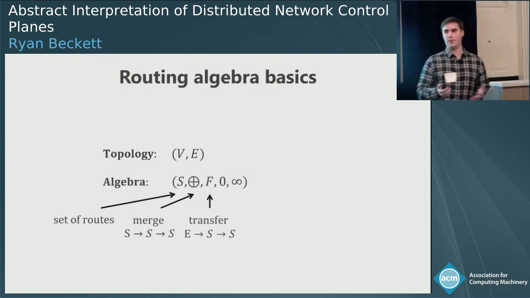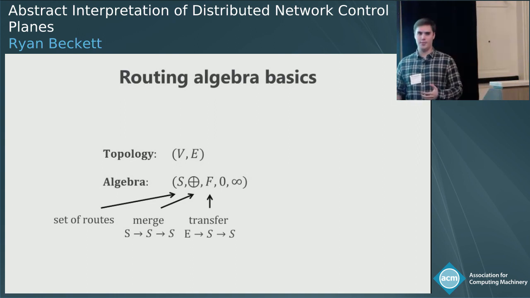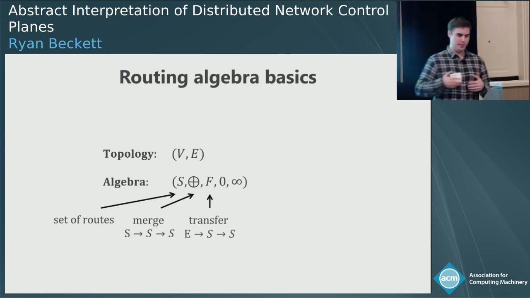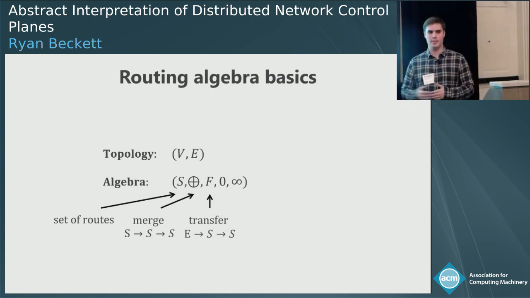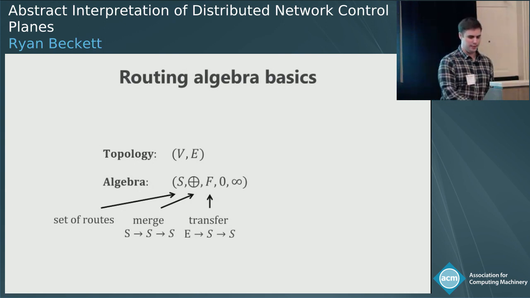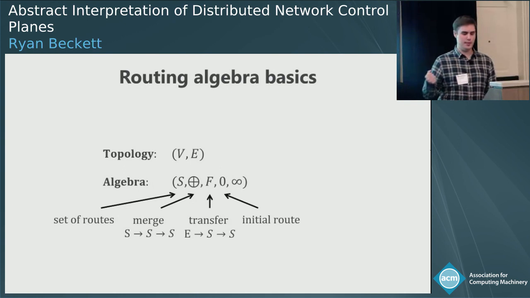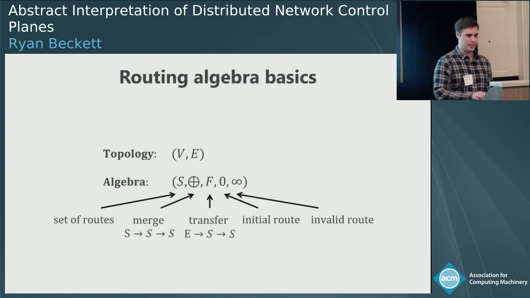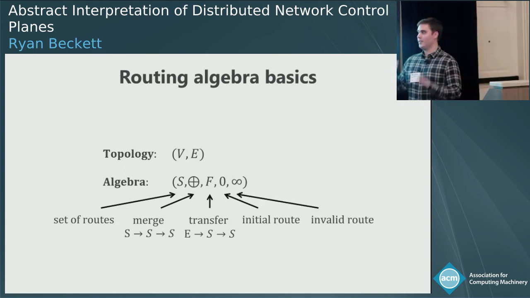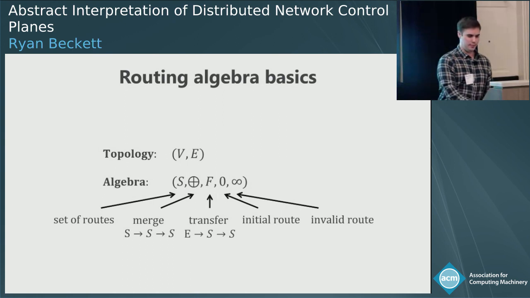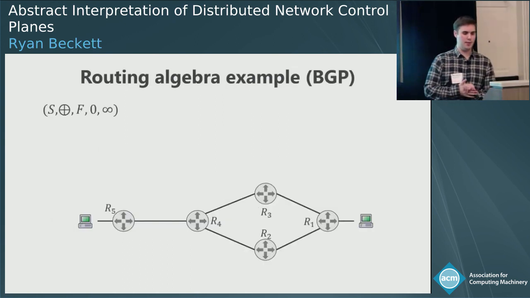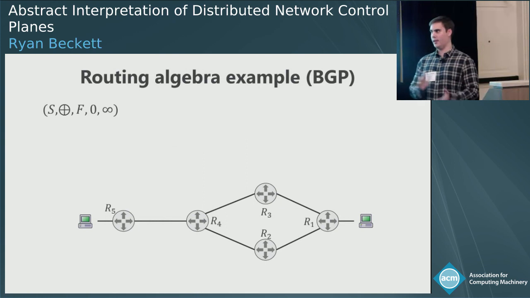There's a transfer function, which takes a given edge and gives you a new function that transforms the routes along the edge. This is typically based on the policy that the person writes and the protocol itself. There's an initial route that is the route that the protocol starts with for the destination, and an invalid route, which means there's no route to the destination. So let me show an example of how a routing algebra will execute on a network.